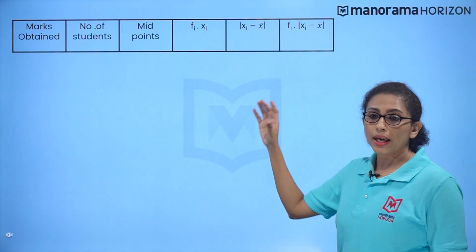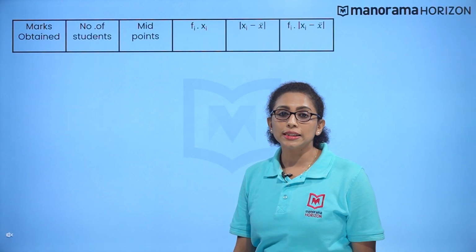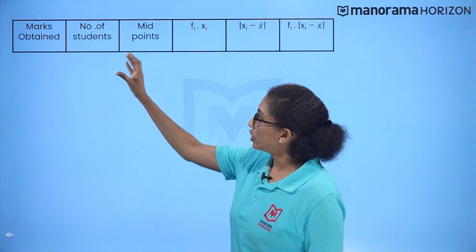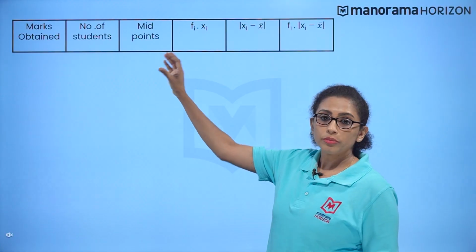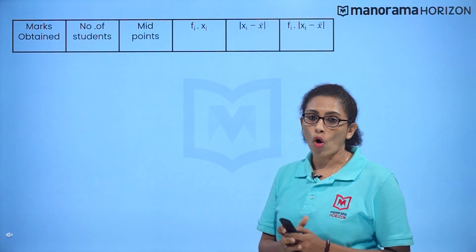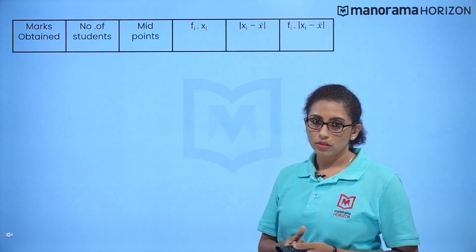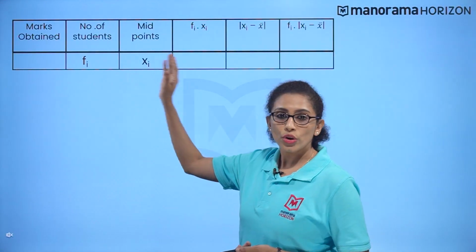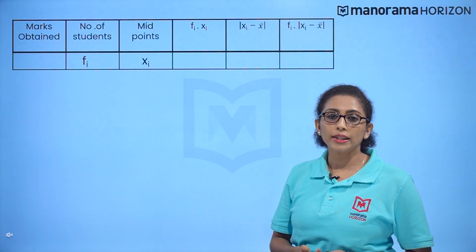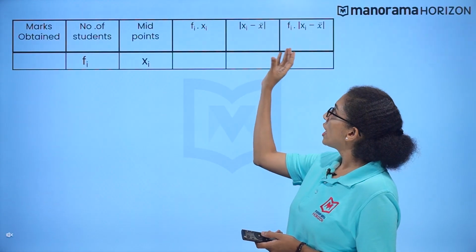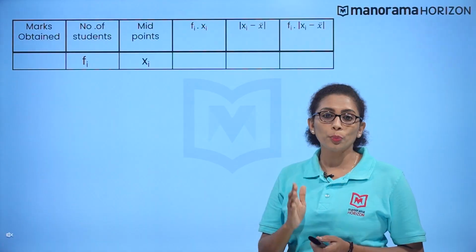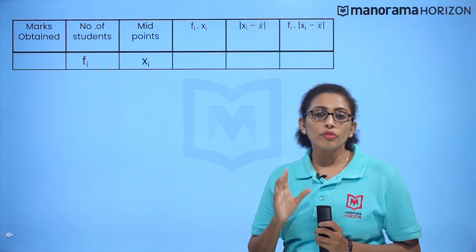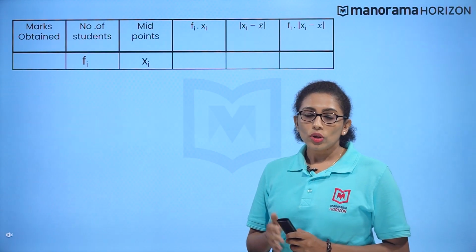First, we need to make a table. The first column is the marks obtained. The second column refers to the number of students, which will give the Fi. The third column refers to find the midpoints, which will be our xi values. And the fourth column to find the product of Fi into xi. And the fifth column is to find the absolute value of deviation, that is modulus of xi minus x bar. We are finding with respect to mean. And the sixth column is the product of Fi and modulus of xi minus x bar. So let's see one by one.